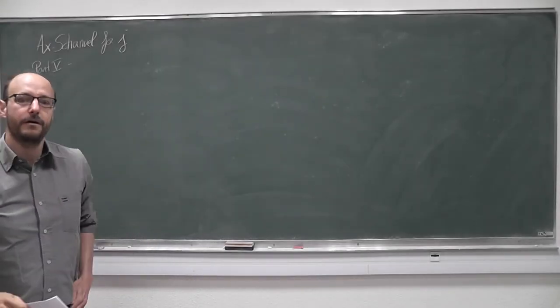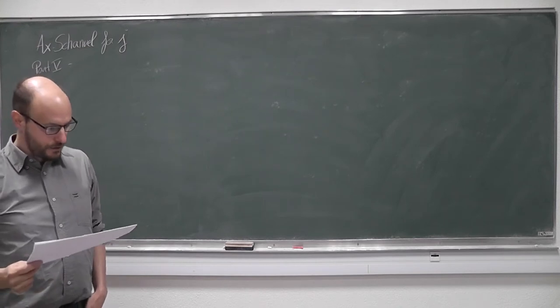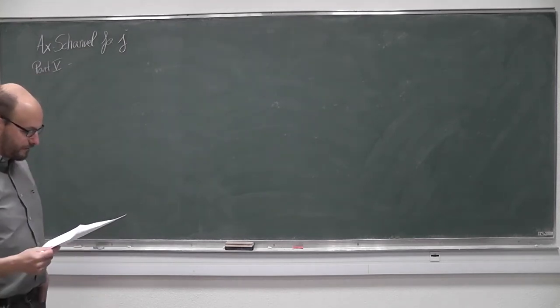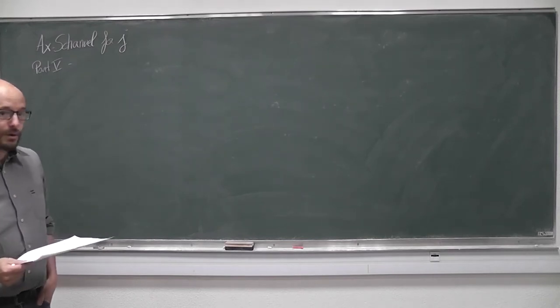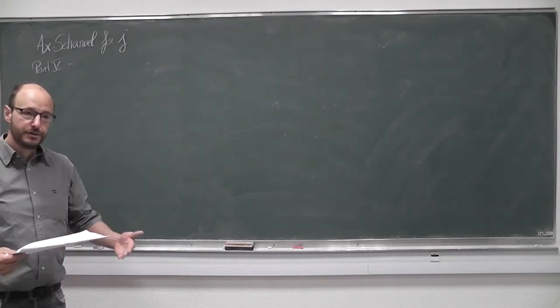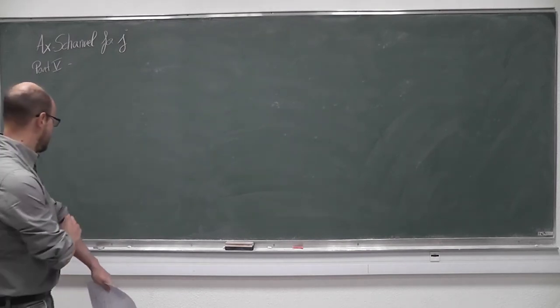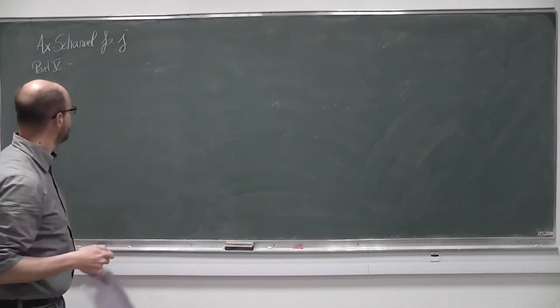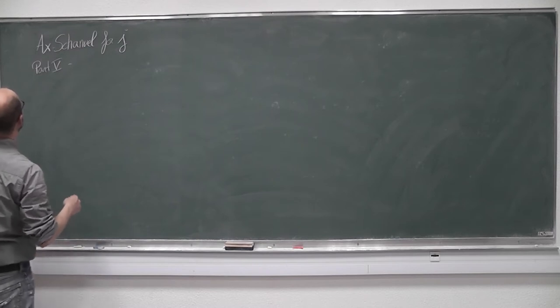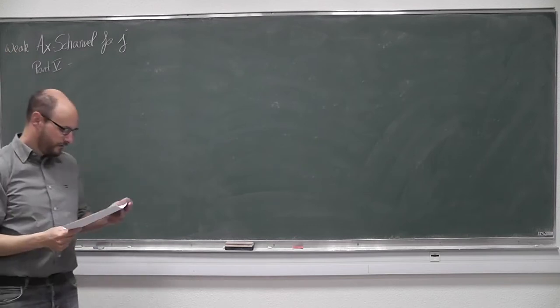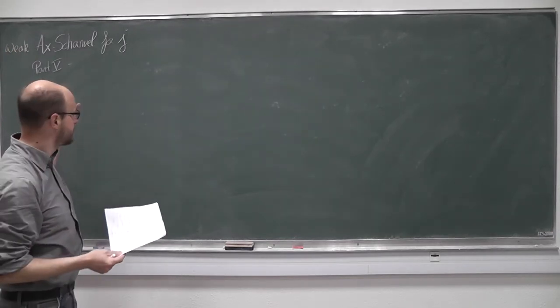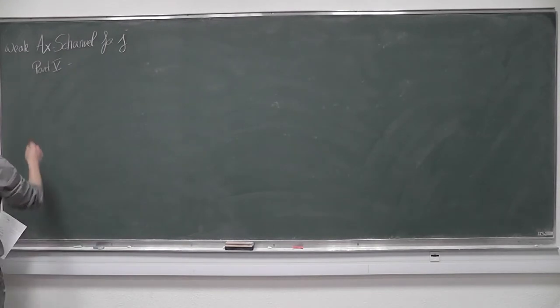This is the fifth part of this lecture on Ax-Schanuel for the J function, and in this part we will prove the first part of Ax-Schanuel. As I say, we will not look at the second part, so I will maybe say something like weak Ax-Schanuel for the J function. Let me just write the theorem we want to prove here.